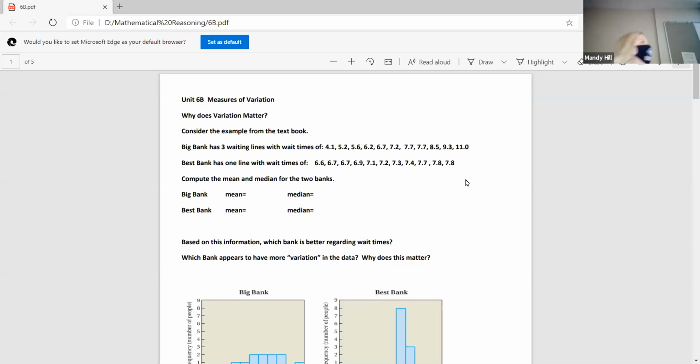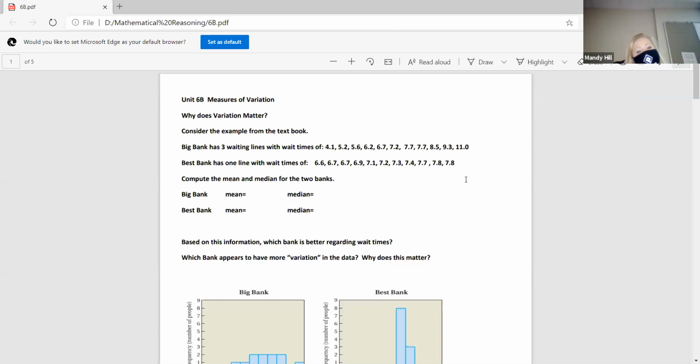Okay, we are going to talk about 6B measures of variation. I will be going back to the graphing calculator. I'm going to post another video that I recorded on Friday that's going to help with this as well, but I am going to go back to the graphing calculator and show you how to do some of this on the graphing calculator.